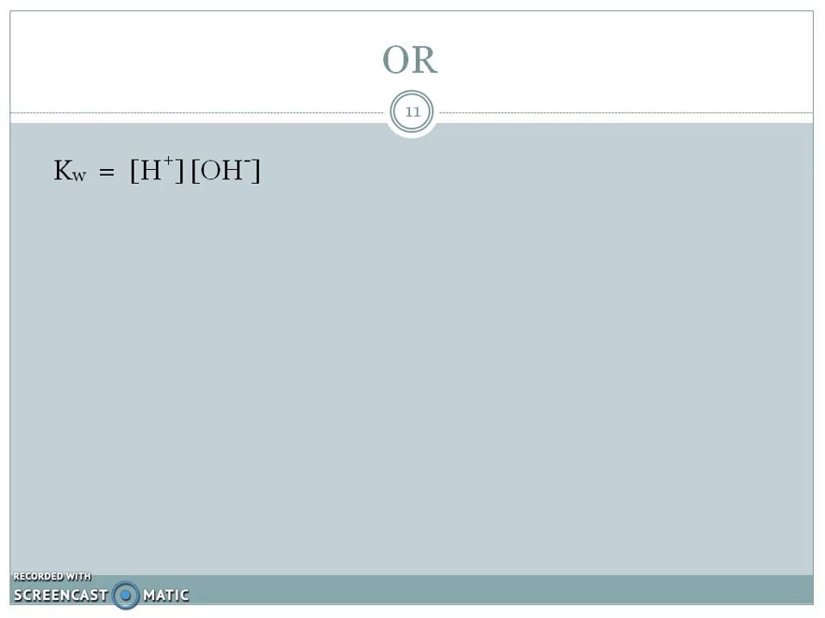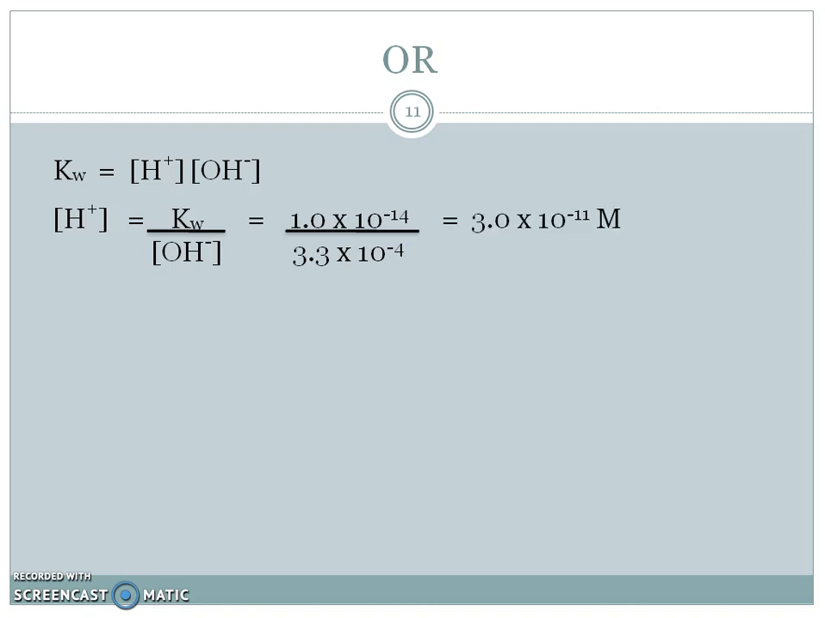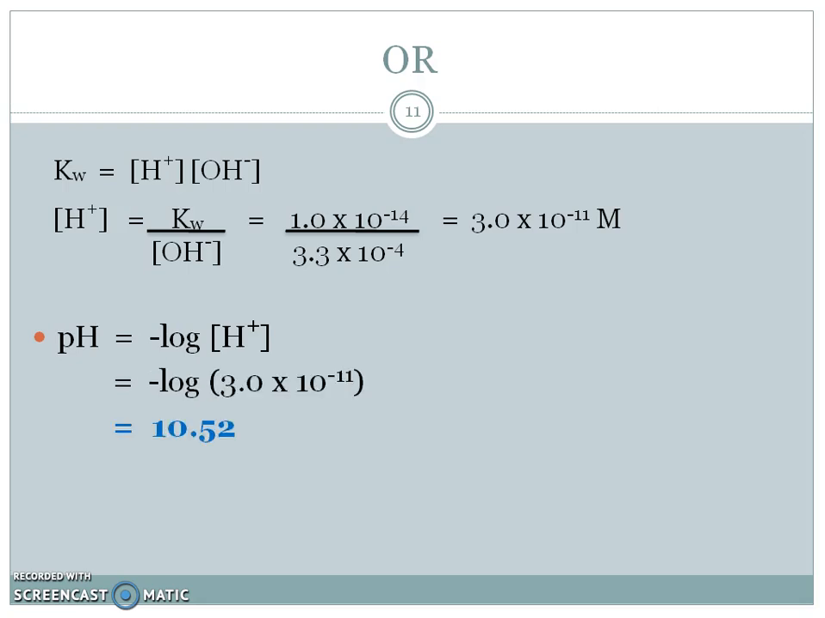So we could also do it this way using that Kw again. Again, just showing you a different way of doing it, rearranging, since we already have that 3.3 from the previous slide, and we have that 3.0 times 10 to the negative 11 molarity, now we're solving for the H plus concentration right away. Again, pH, and you get the same thing, 10.52. So there are a couple different ways to go about these problems. You just have to decide which way is easier for you.